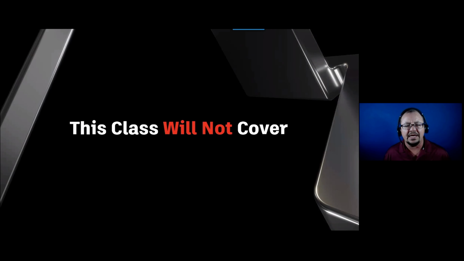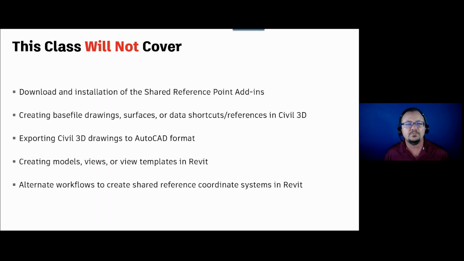A few things that this class will not cover are download and installation of the shared reference point add-ins, creating base files, surfaces, data shortcuts, references in Civil 3D, exporting Civil 3D drawings to AutoCAD format, creating models, views, or view templates in Revit, and alternate workflows to create shared reference coordinate systems in Revit.